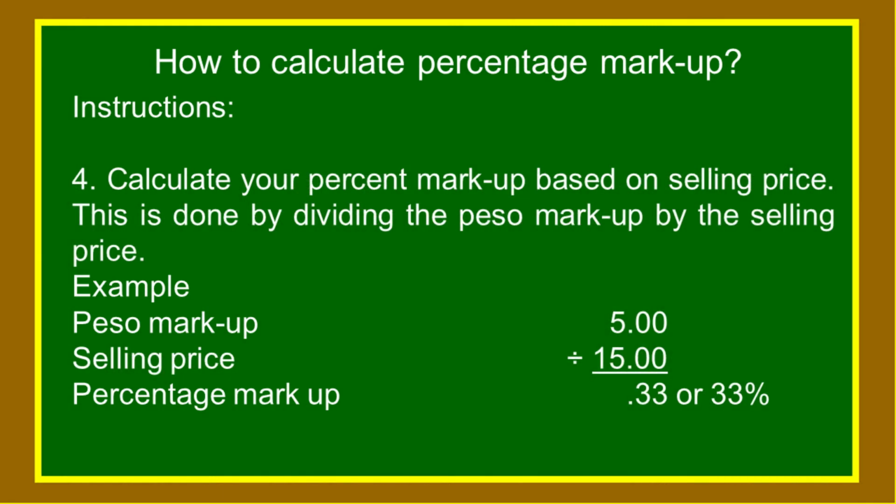Number 4, calculate your percentage markup based on selling price. This is done by dividing the peso markup by the selling price. For example, so we have here the peso markup of 5 pesos and the selling price is 15 pesos. We will divide 5 pesos divided by 15 pesos. The percentage markup is 0.33 or 33%.